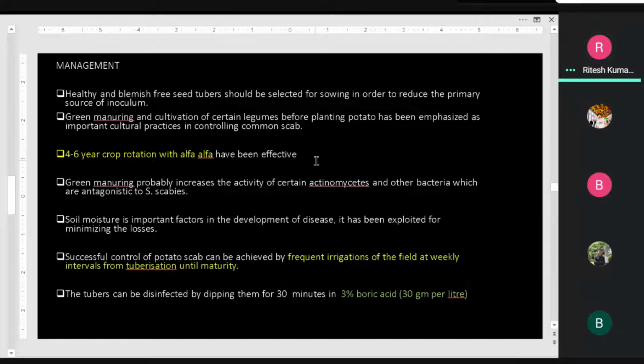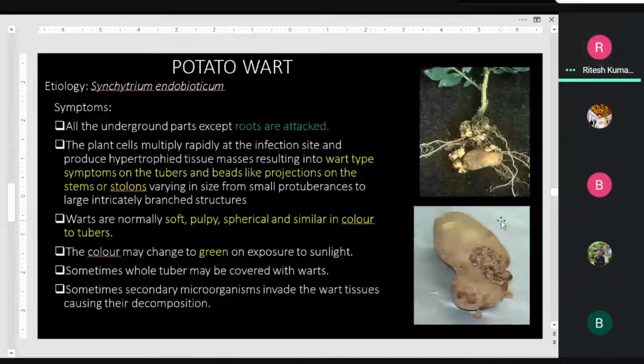So many things are common, but their favorable conditions differ. So some things have to be done differently in both of the cases. Now we'll be discussing another important disease of potato, which is known as potato wart.